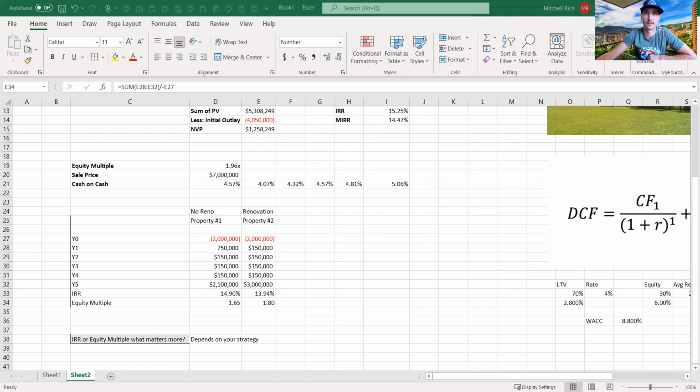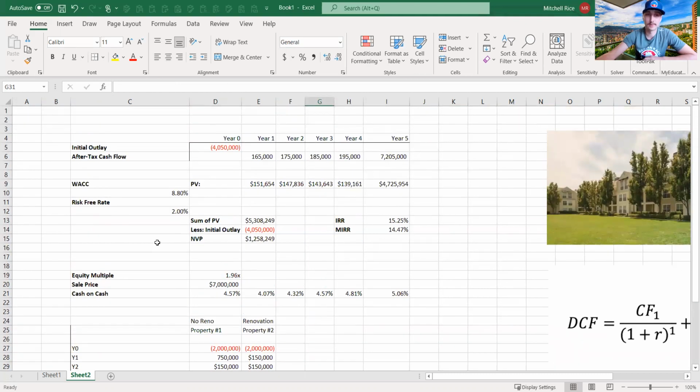If you're investing with a long-term buy and hold strategy, then property 2 would probably be better because you're going to make more money in the long run. That being said, if the cash flows for property 2 are uncertain in any way, then you're probably going to want to take the one with the higher rate of return. So just know that it depends on the strategy.